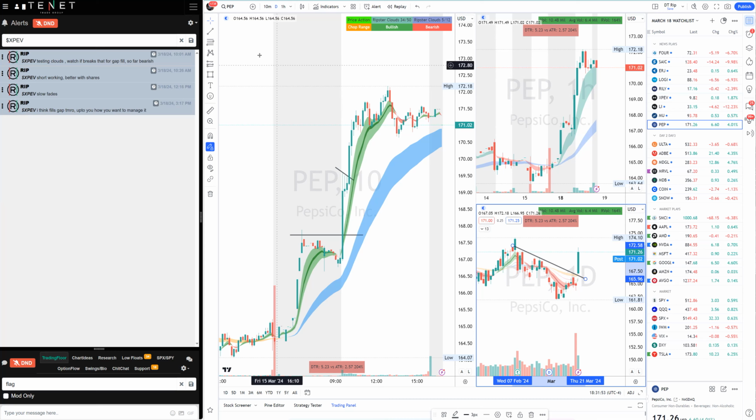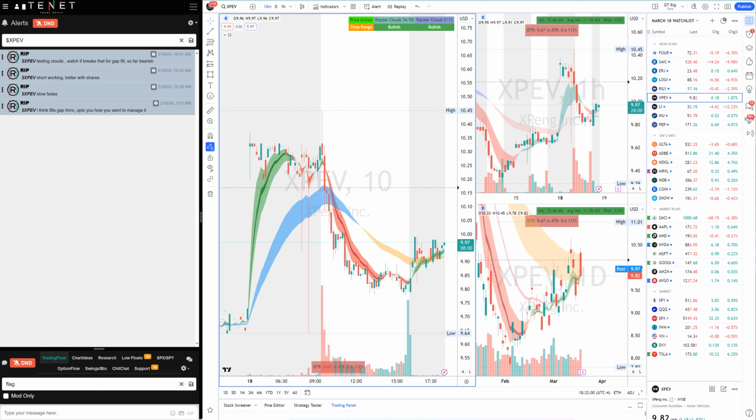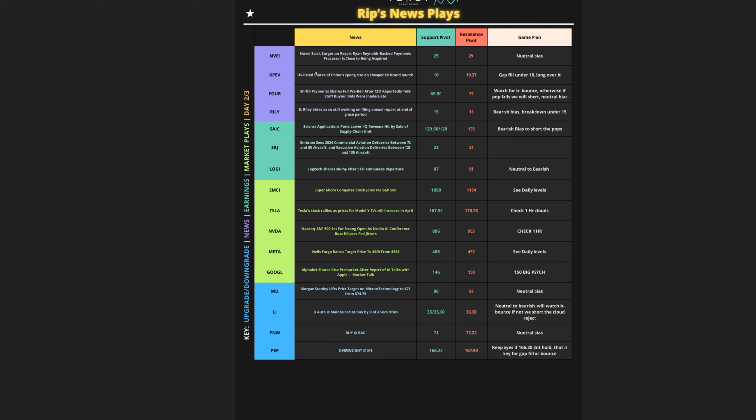So next one we're going to look at is XPEV. Let's go back and look at our plan. There was news that they are making a cheap EV. That's nothing, right? And the simple trade versus $10: $10 holds, we long it. $10 doesn't hold, we short it. Resistance was 10.37. You can watch that resistance, and you can hit the short on that resistance as well.